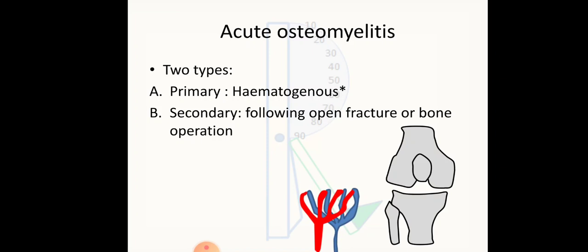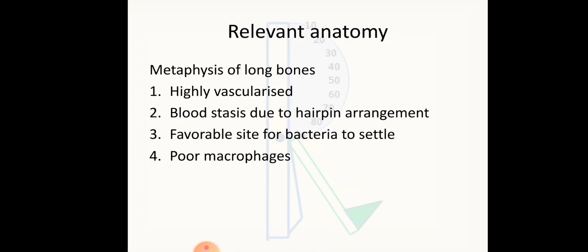Keeping these all in mind, we will deal with relevant anatomy. Relevant anatomy is nothing but the metaphysis of the long bone. Why is it prominently getting infected by the microorganism Staphylococcus aureus, thus leading to osteomyelitis? There are four important factors. First one, it is highly vascularized. We just saw it in the last slide. Second one, blood stasis due to the hairpin arrangement. I just explained that to you all.